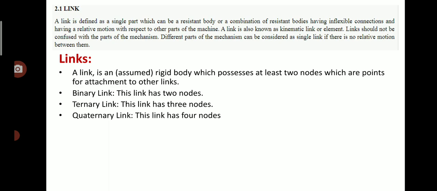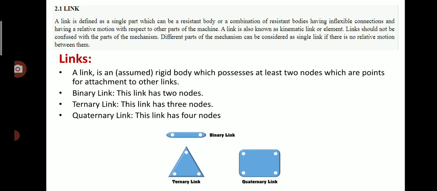Number three, quaternary link. This link has four nodes, and the figure is given for binary link, ternary link, and quaternary link. In the binary link, you will see clearly in this picture there are two nodes. In ternary links, there are three nodes, and in the quaternary link you will see that there are four nodes.